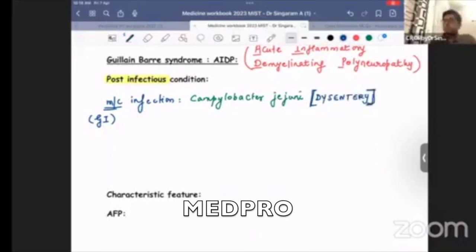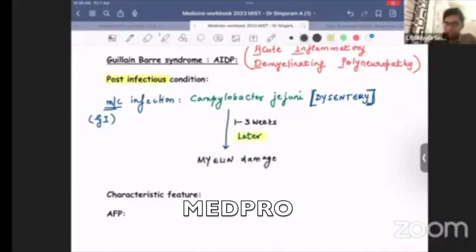So what happens? First, the dysentery occurs. Later, typically 1 to 3 weeks later, the patient will have myelin damage. So can you see, it is a condition not occurring together with the infection. It is occurring late after an infection. That is why I have told you it's a post-infectious condition. Any of you know how this myelin gets damaged? The myelin gets damaged by the antibodies.